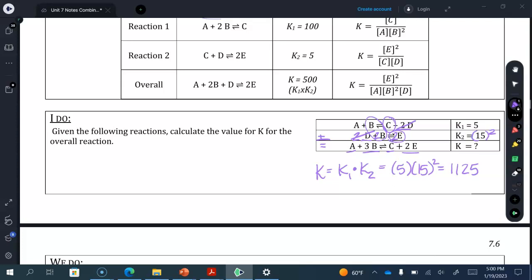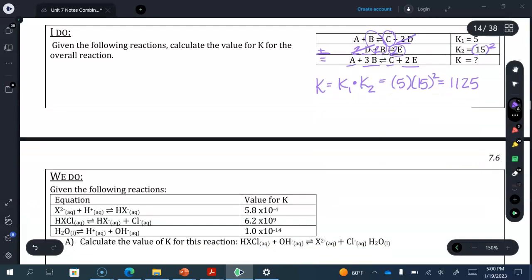Okay, so it's similar to Hess's law, but if you multiply the reaction by a factor, you take the K value to an exponent. If you flipped it around, we would inverse the K value, so take it to the negative 1 power. And when we combine K values, we multiply their numbers.